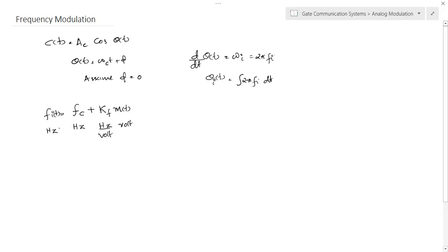And now we got the instantaneous frequency. So this is the instantaneous frequency.